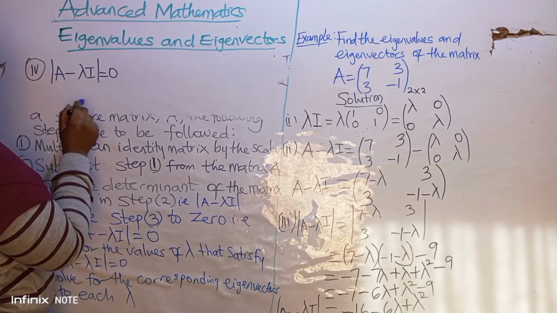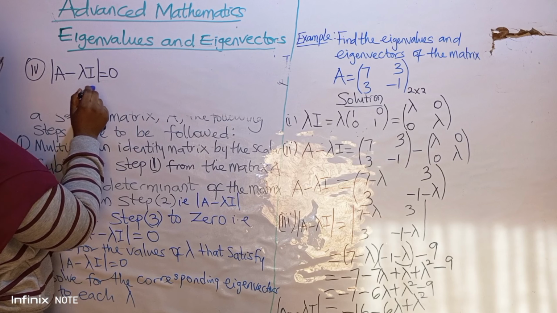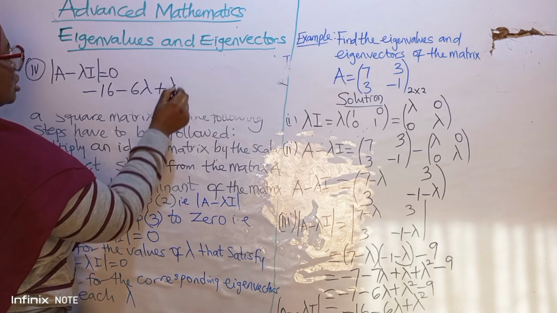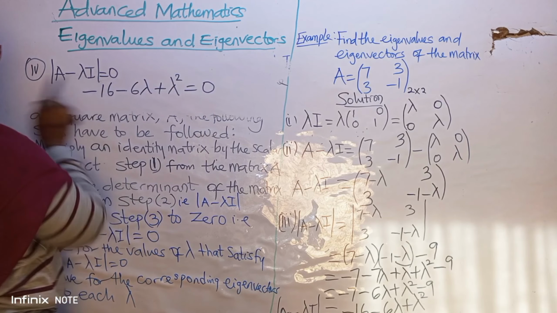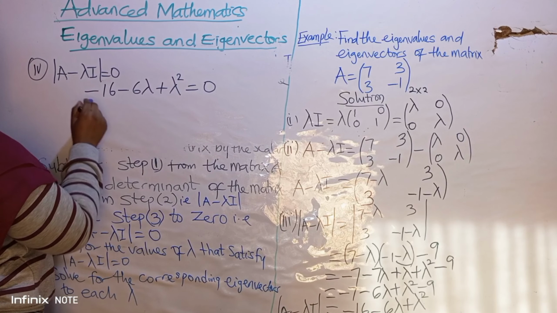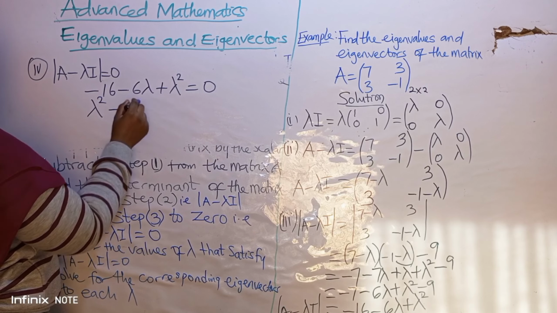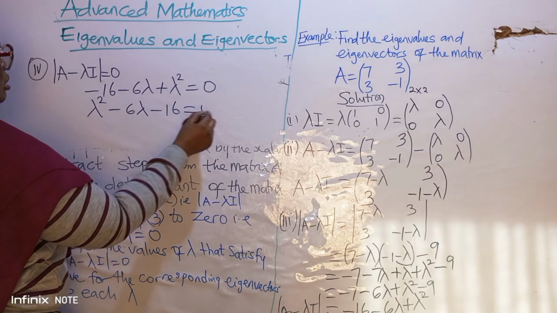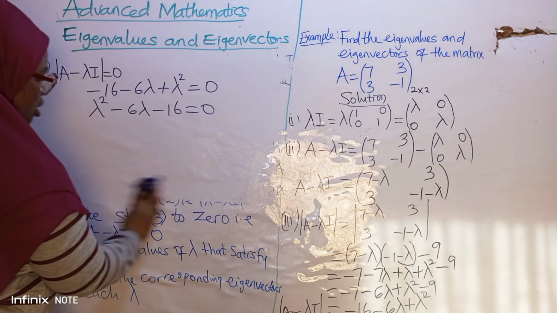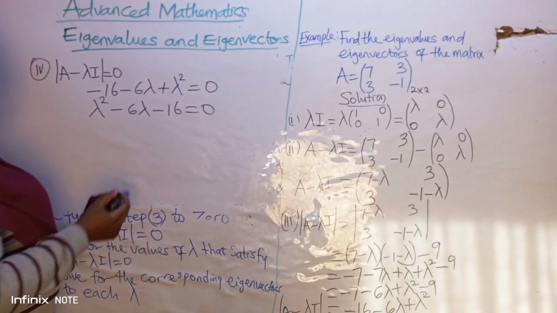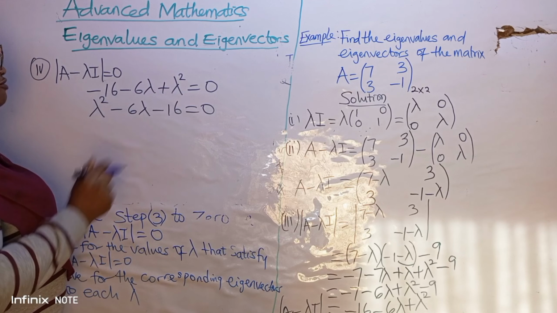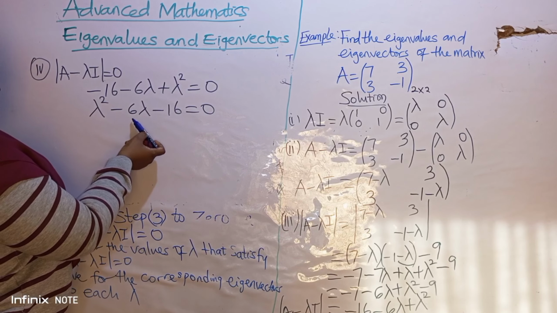So this will be minus 16 minus 6 lambda plus lambda squared is equal to 0. So let's rewrite, let's arrange. So I have lambda squared minus 6 lambda minus 16 is equal to 0. This is a quadratic equation. So from here, you know that we have three methods to solve a quadratic equation. We have the factorization method, we have the completing the square method, and we have the formula method. So let's check if this one is factorizable.